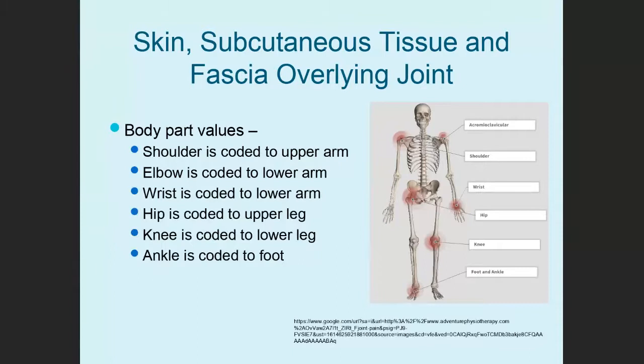There are also guidelines concerning body systems for skin, subcutaneous tissue, and fascia over a joint. The shoulder is coded to the upper arm. The elbow is coded to the lower arm. This one is particularly important because, of course, it's right between the upper and lower arm, but the guidelines tell you it's the lower arm. The wrist is the lower arm. The hip is the upper leg. The knee, which again is right between, is the lower leg, and the ankle is the foot.